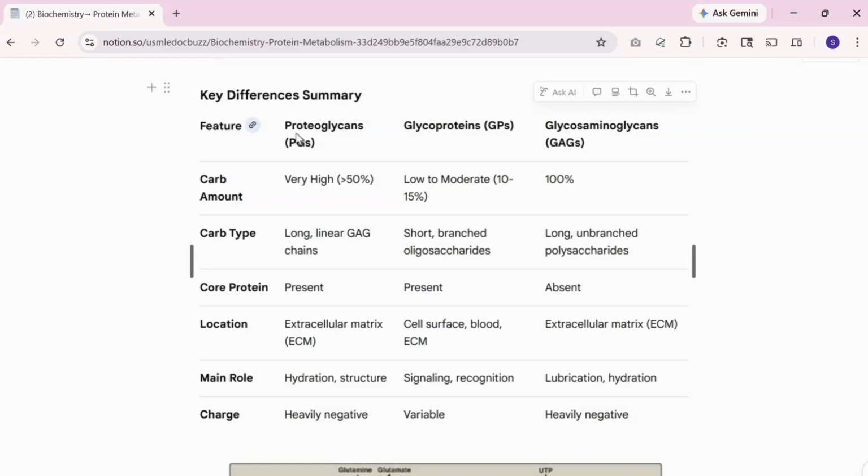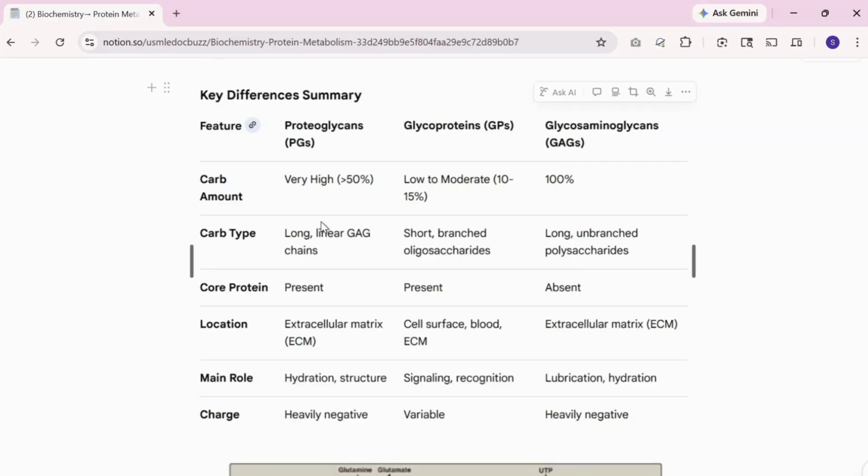So this thing right here is a part of proteoglycans, not to be confused with anything. I've put this here because the terms look similar and people get confused by them. GAGs make up proteoglycans. You see the carb type: long linear GAG chains. Core protein, we'll talk about this. Location is usually the extracellular matrix.